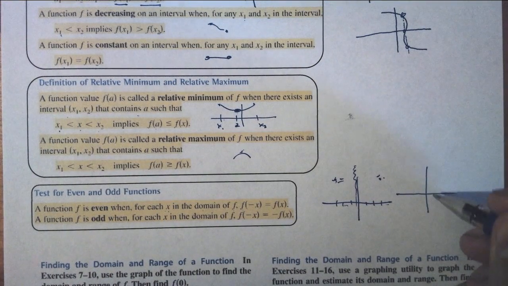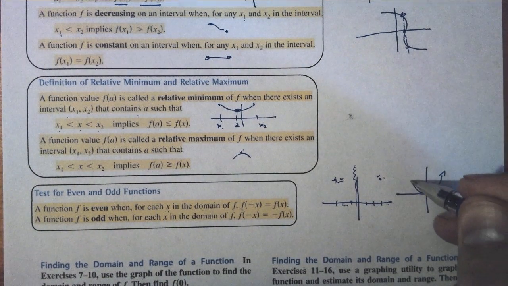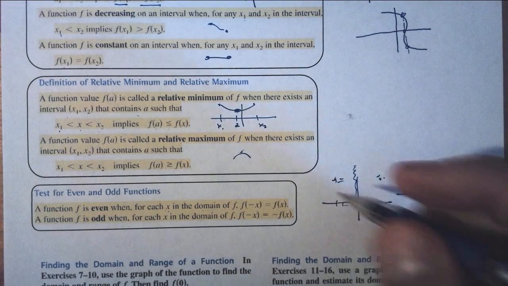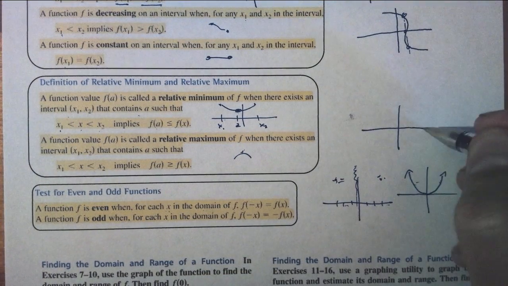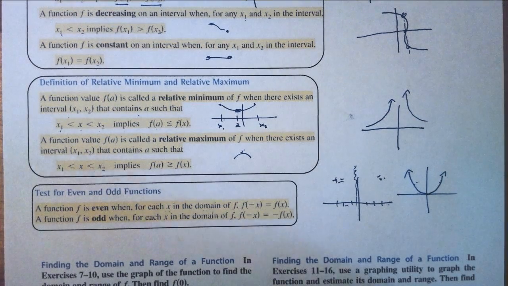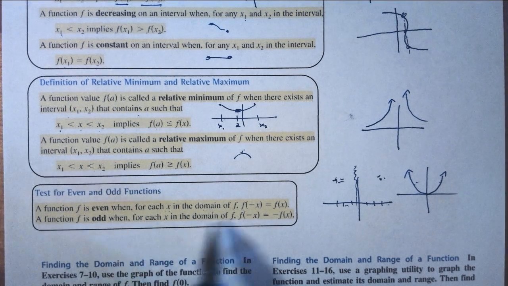So our friend y equals x squared is an even function. Here's an even function. If I had a function that looked like this, even function. Okay? A function is odd, then how would we say this?